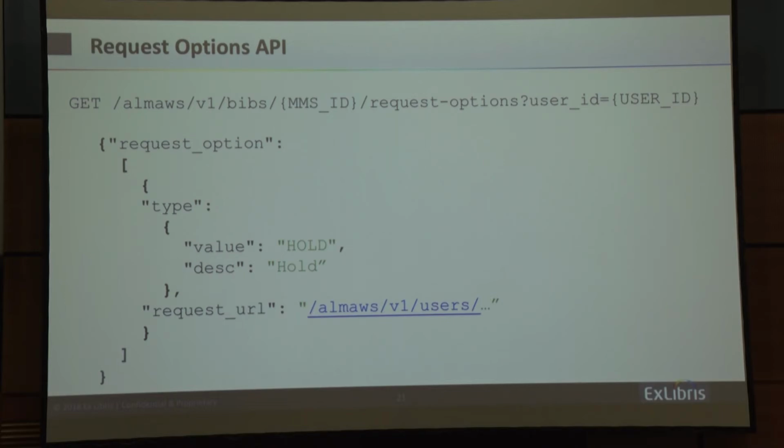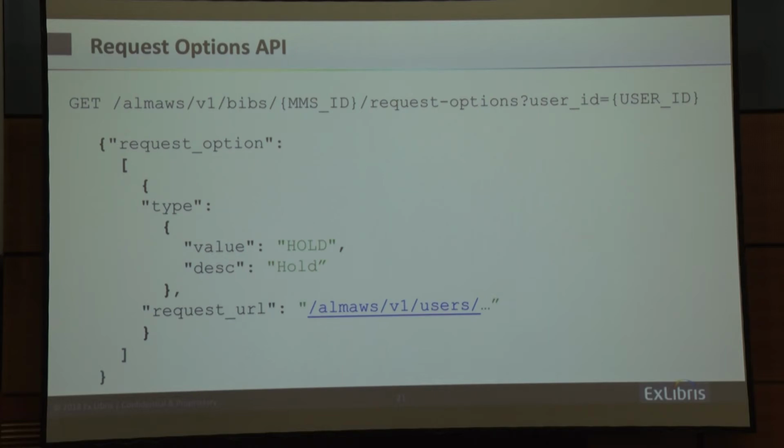Now, of course, we know that request types are dependent on the user. So you can pass in a user ID and say, okay, for this particular user, what are his request options? What can he do on this resource? And we return back a bunch of different types of requests.